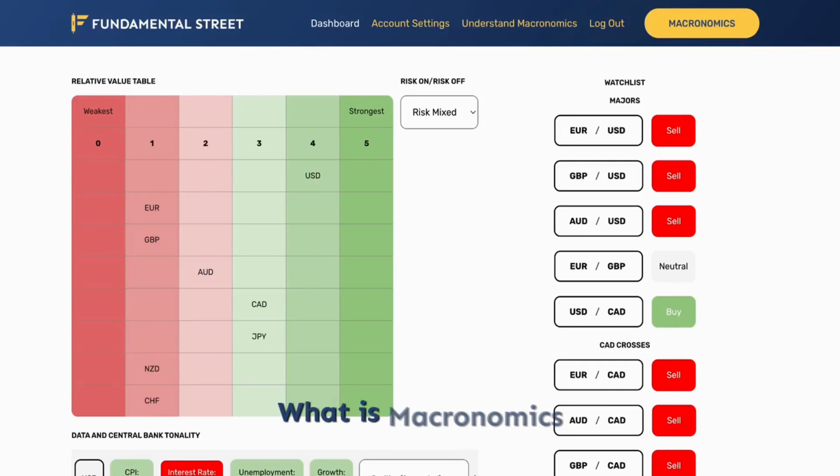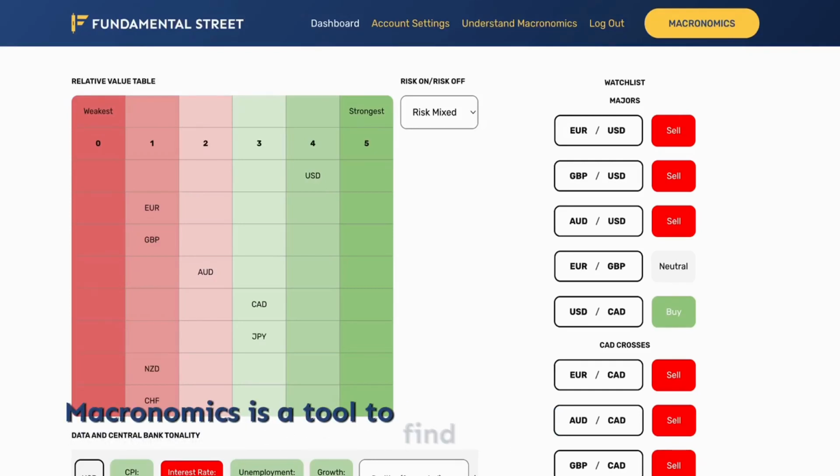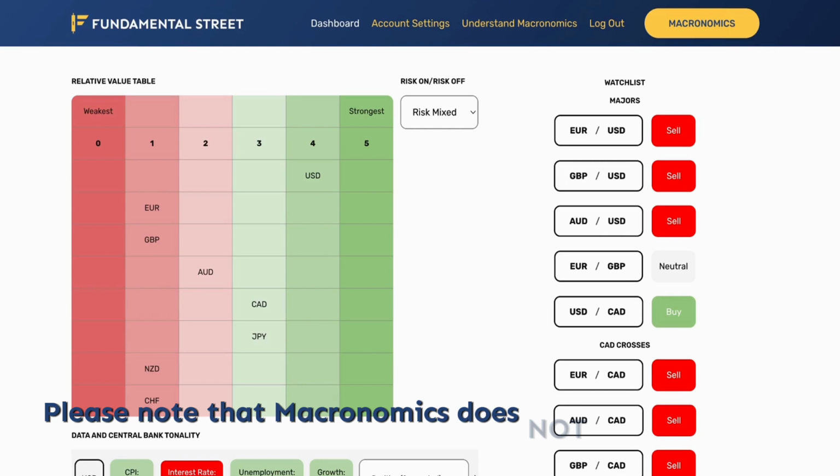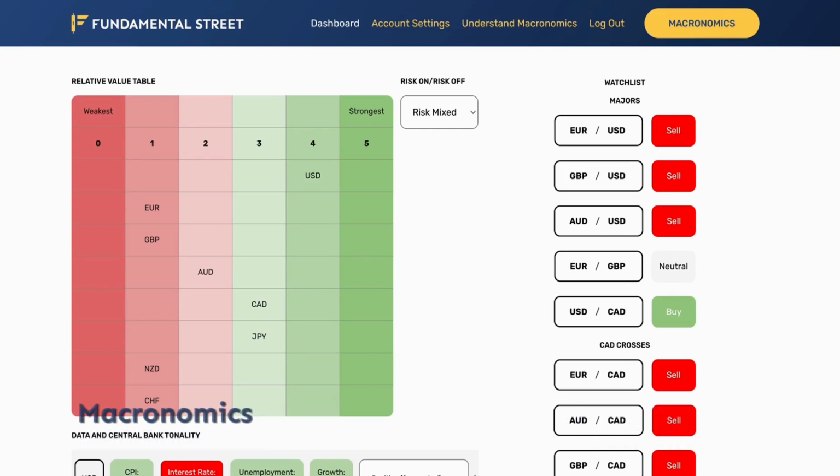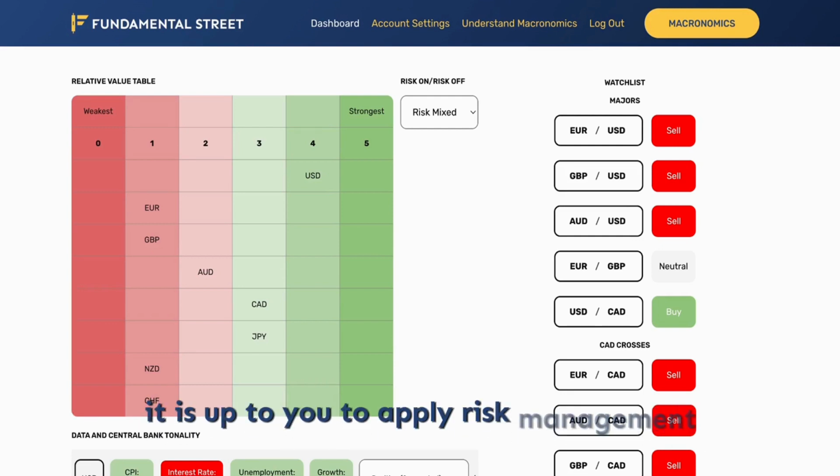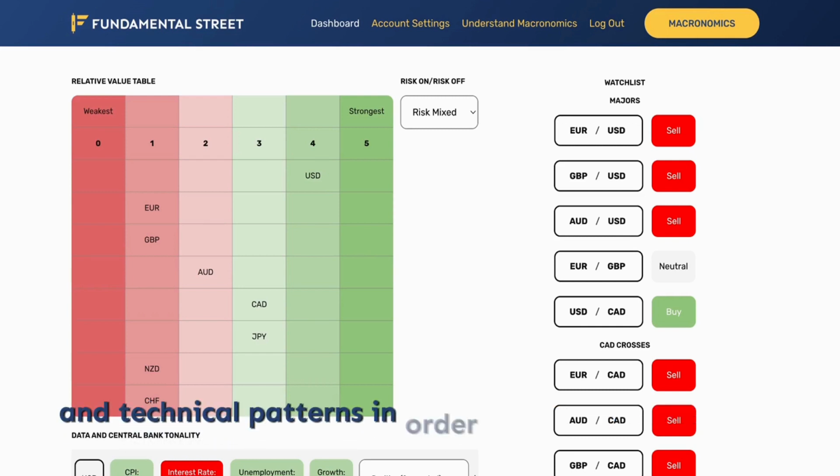What is Macronomics? Macronomics is a tool to find the highest probability setups based on data. In this video, I'm going to explain how Macronomics works and how you can take advantage of it. Please note that Macronomics does not provide signals. Macronomics only shows you the direction in which you will have a higher probability outcome in the trade. It is up to you to apply risk management and technical patterns in order to enter your position.